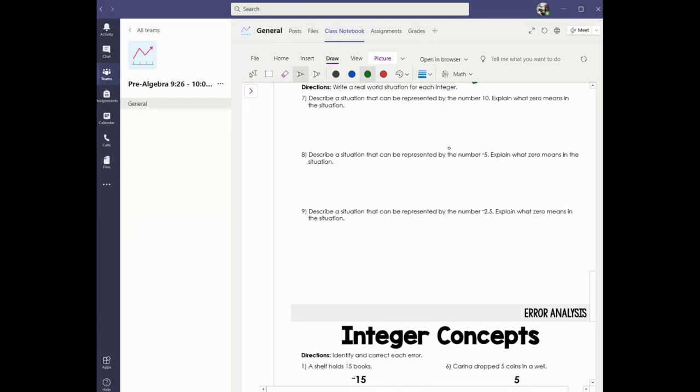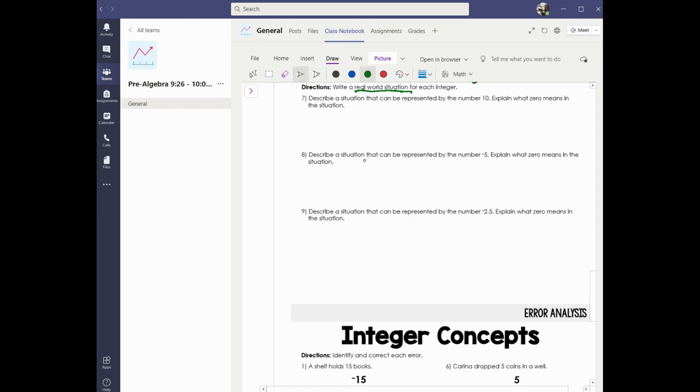So we are asked to write a situation that can be represented by the number 10 and explain what 0 means in this situation. So you're asked to make up your own real world situation. So you're going to have to do a little bit of writing. If you want to write in your notebook, that's fine. I might make up a situation about eating 10 cookies, but that would be subtraction. How about baking 10 cookies? Baking 10 cookies would be positive. Now, you cannot use my example because I used it.